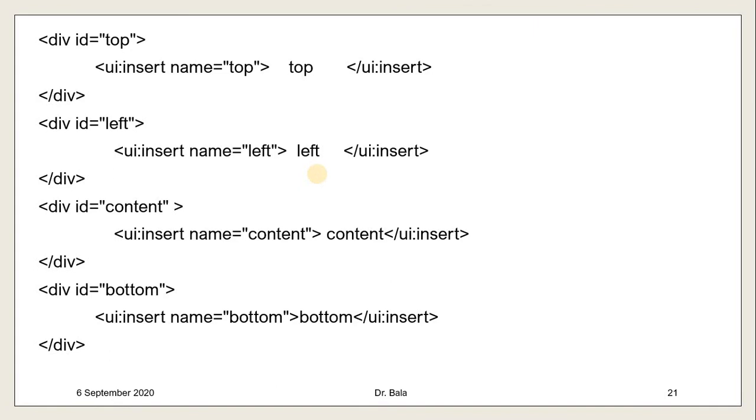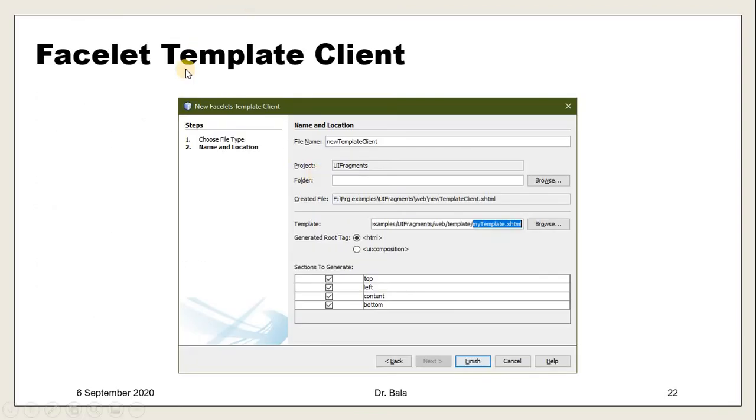Once the template is prepared, we can prepare our own page. It is called a template client. Nothing but it is the normal page which is going to load in the template. So again, going to the JSF template area, we are going to choose a new template client.